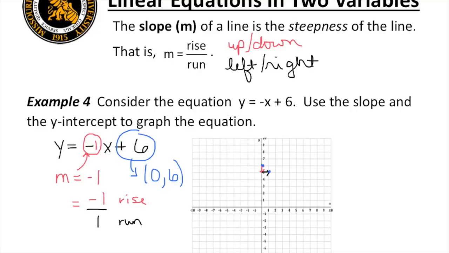So this means that we can continue from our new point, moving down 1 because our rise is negative 1, and right 1 since our run is positive. So in doing that, we end up with a third point at 2, 4. And all of these points that I've plotted lie on the same line that we saw in example 2.